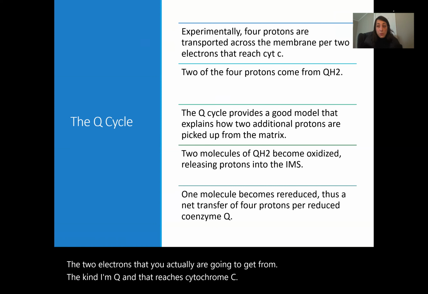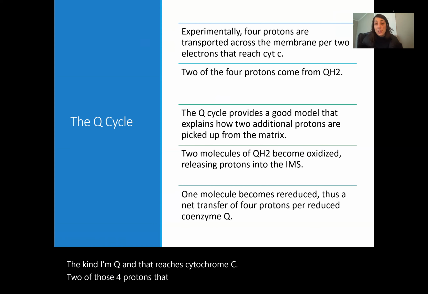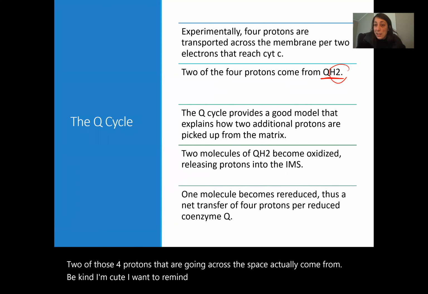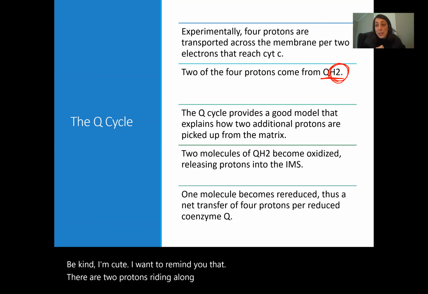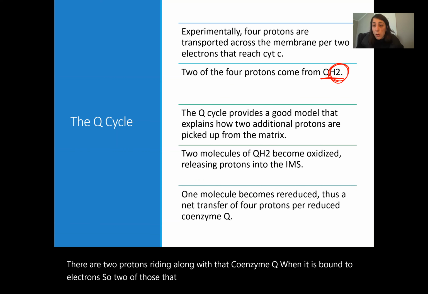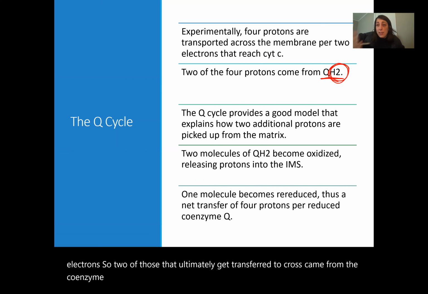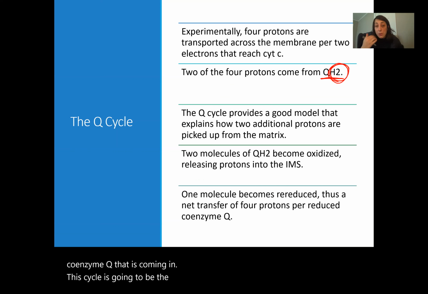2 of those 4 protons that are going across the space actually come from the coenzyme Q. I want to remind you that there are 2 protons riding along with that coenzyme Q when it is bound to electrons. So 2 of those that ultimately get transferred across came from the coenzyme Q that is coming in. This cycle is going to be the model of where those additional protons are coming from and picked up from the matrix.